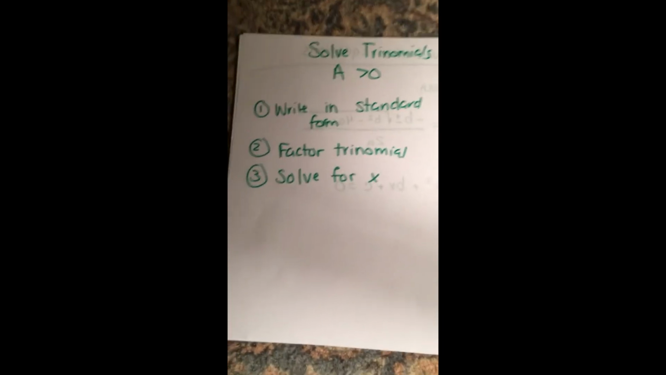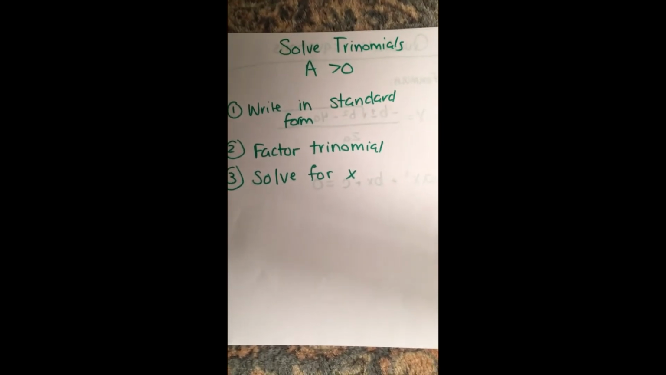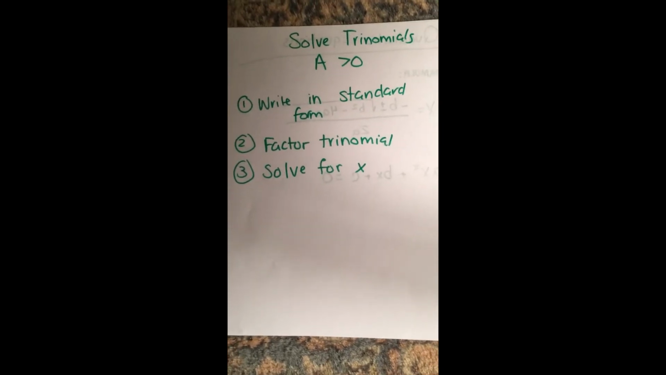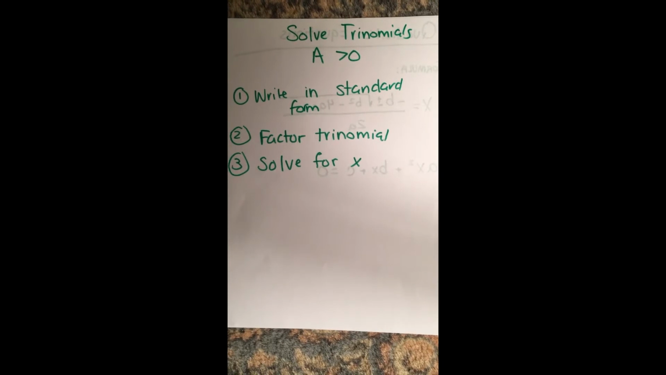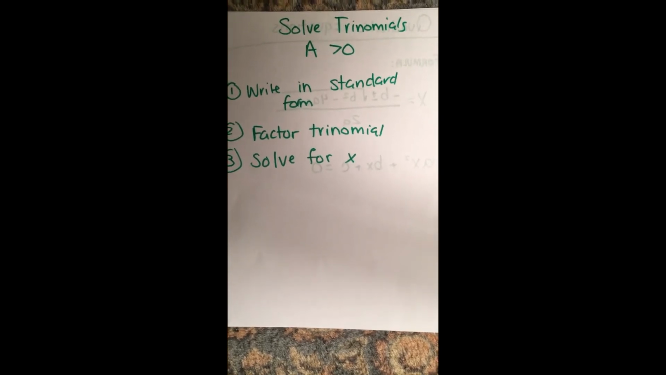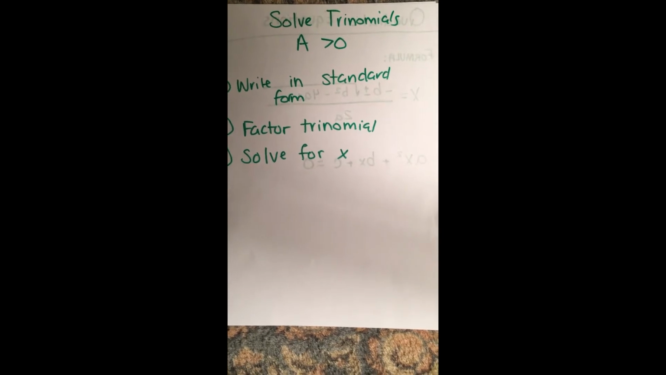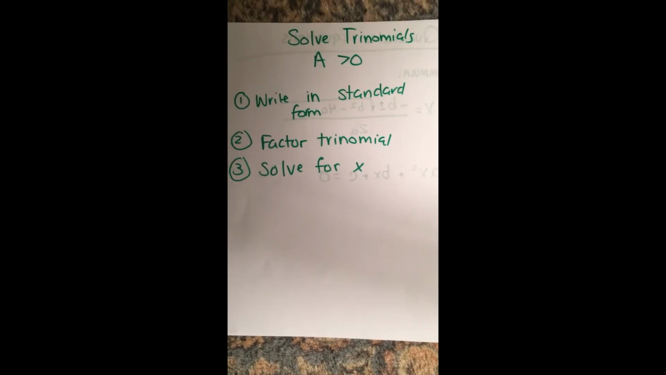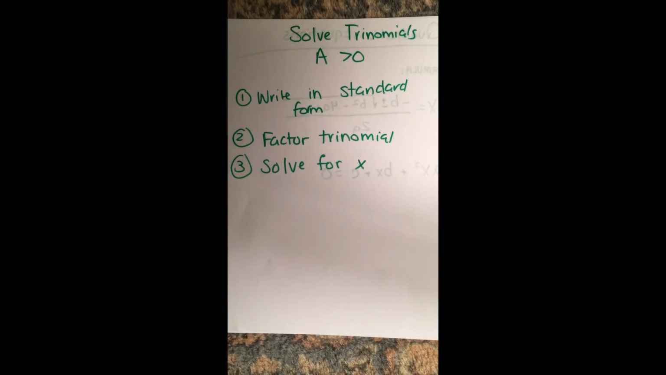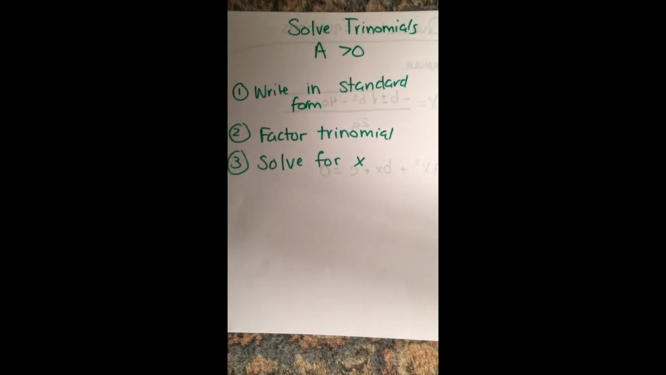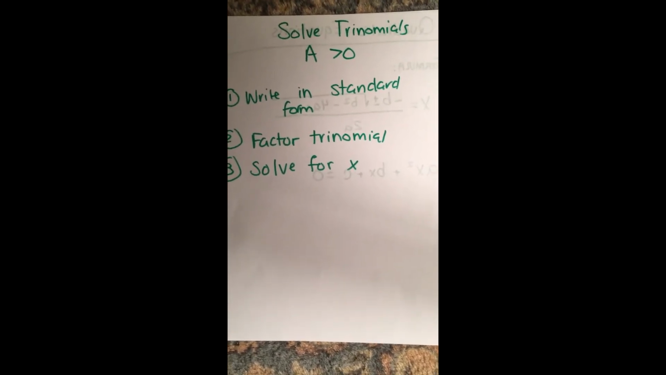Alright, so last week we were looking at solving trinomials when a equals 1, so the leading coefficient was 1. So this week we're looking at trinomials when a is larger than 1. So instead of x squared, it might be like 4x squared or 10x squared. Alright, it's going to be very similar to what we did last week.